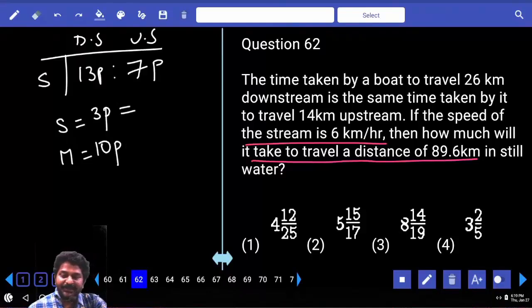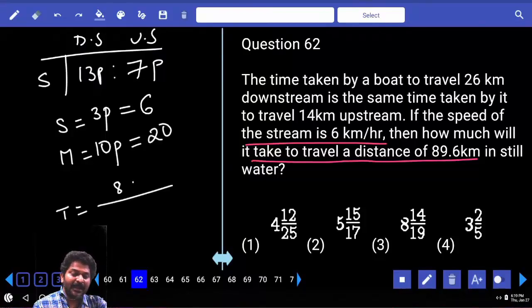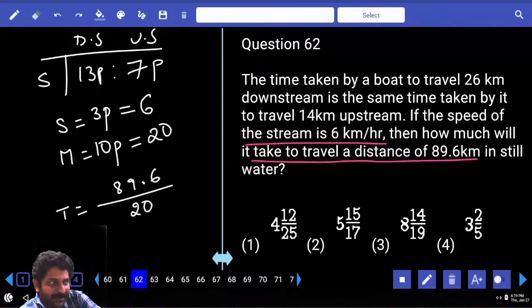So now, stream speed is equal to 6. 3 parts is equal to 6. 1 part is 2. 10 parts is equal to 20. Now, how much time does it take to cover 89.6 kilometers in still water? So I am writing still water speed. Is that okay?